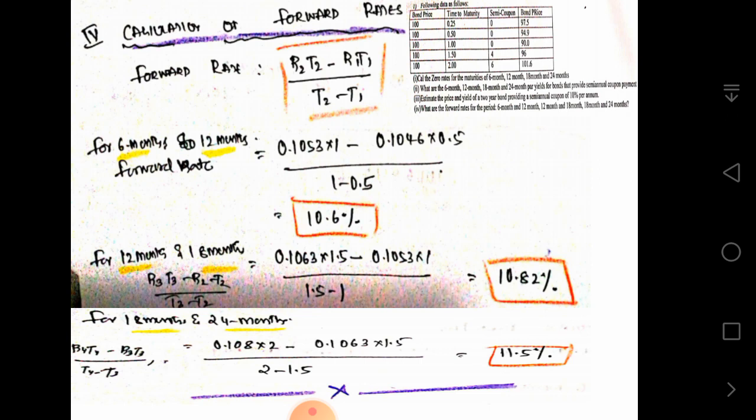These are nothing but the forward rates for 6 months to 12, 12 to 18, 18 to 24, right. So here we will stop the solution for question 1. We will take up the next question in the next discussion.